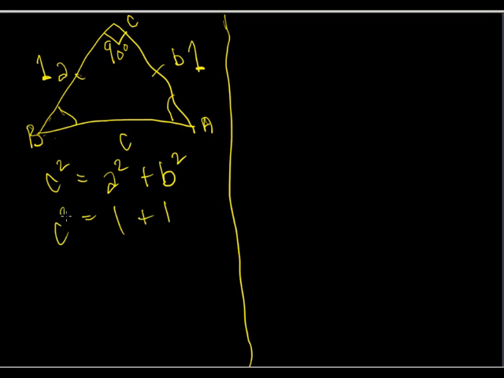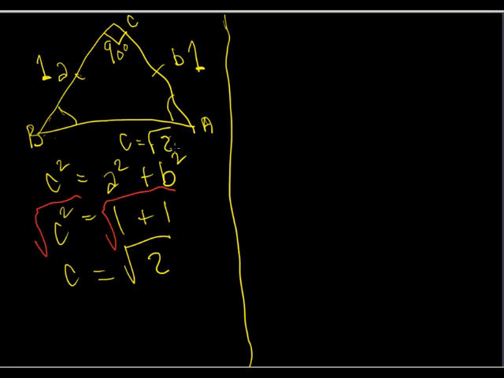So c squared is 2, and by taking the square root of both sides, we end up with c equals square root of 2. We also know that these angles are the same, as we said, because they're both 45 degrees.